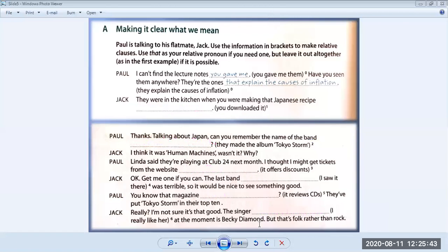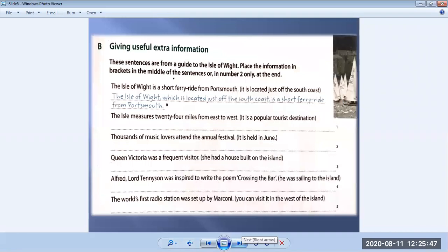So now let's see the next exercise. Here, what we're going to do, those sentences are from the guide. So you're going to place the information in the brackets in the middle of the sentence, or in number 2 only at the end. For example, let's have a look at this one. The Isle of Wight is a short ferry ride from Portsmouth. It is located just off the south coast.